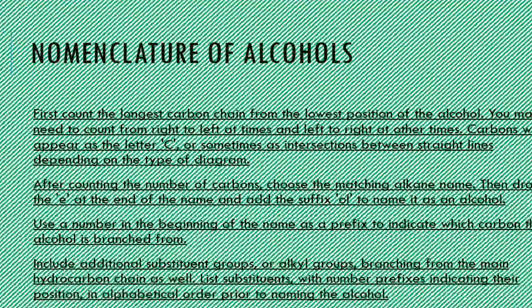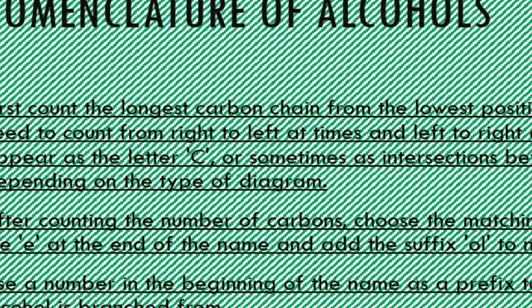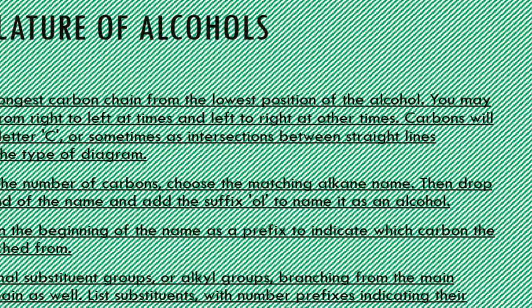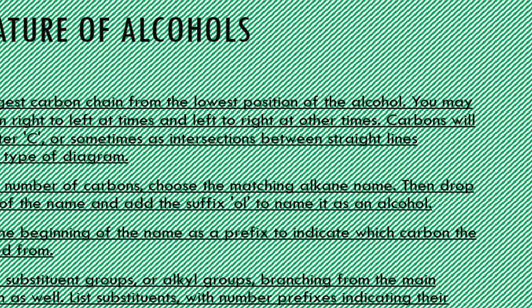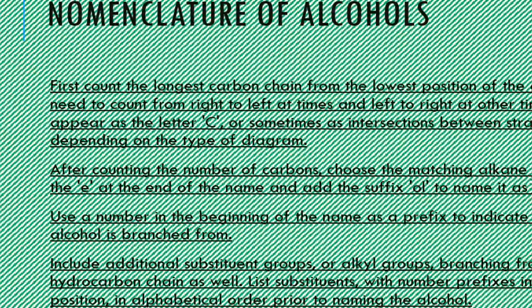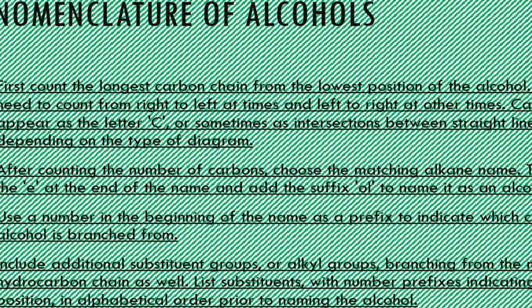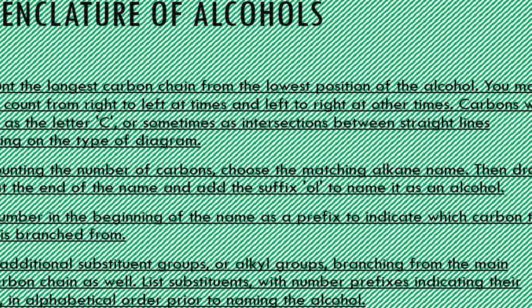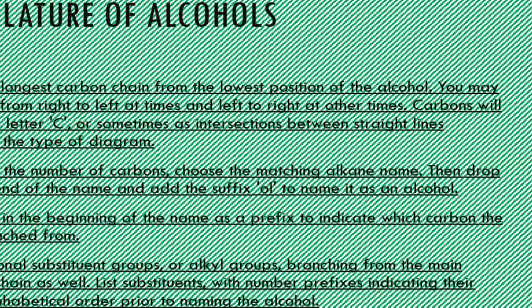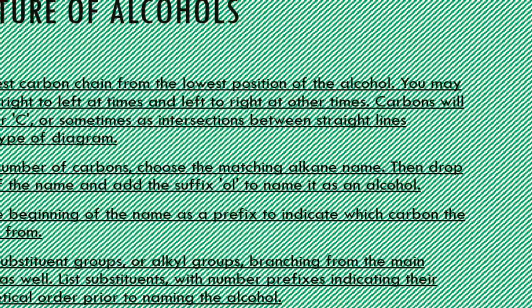Now we will go for the nomenclature of alcohols. First, count the longest carbon chain from the lowest position of the alcohol. That means you look for the carbon chain and locate the OH group and start counting from that side from where the OH group comes first in the carbon chain. You may need to count from right to left at times and left to right at other times. That depends solely upon the presence of the OH group and its location.